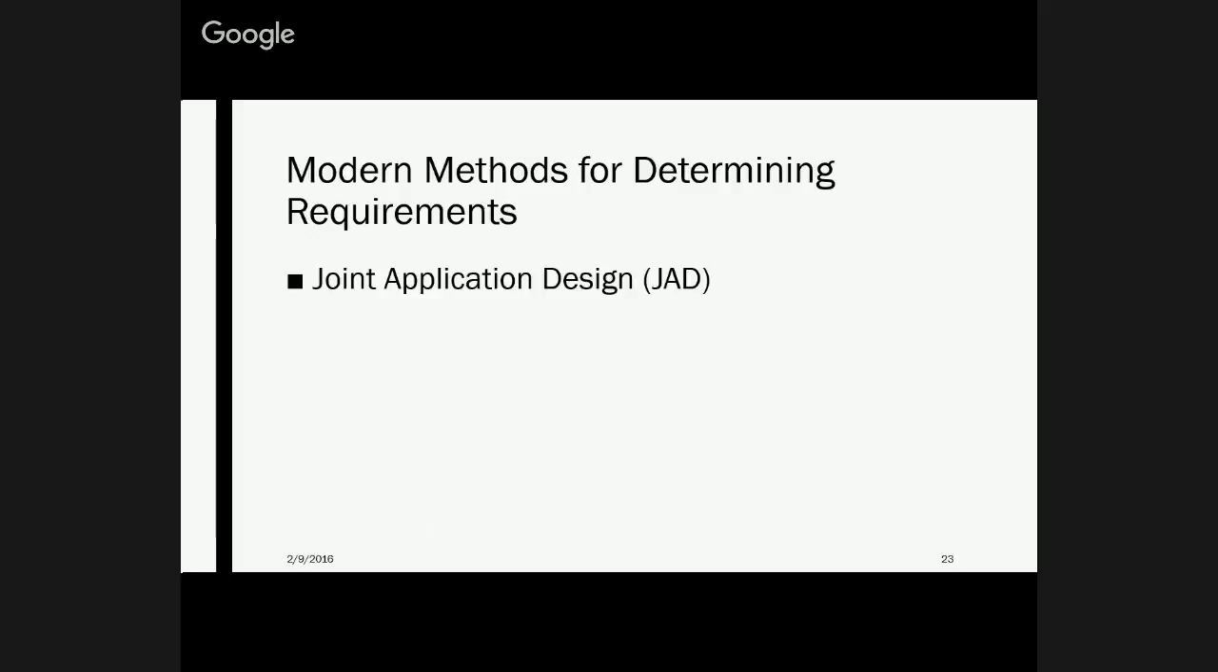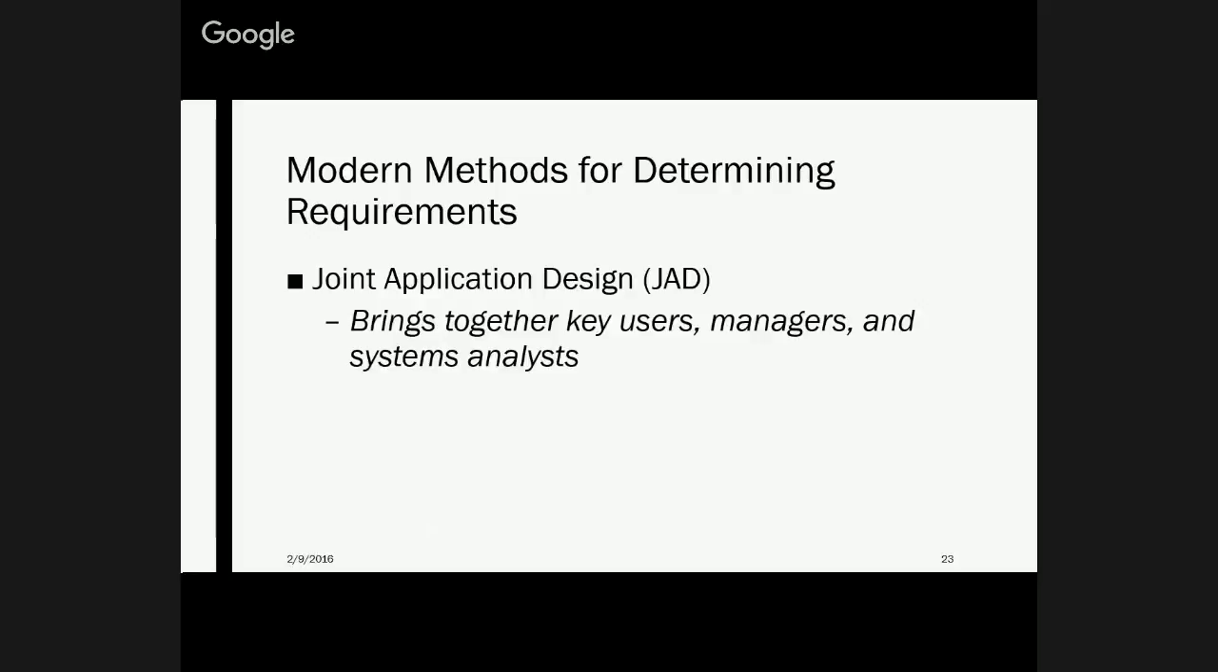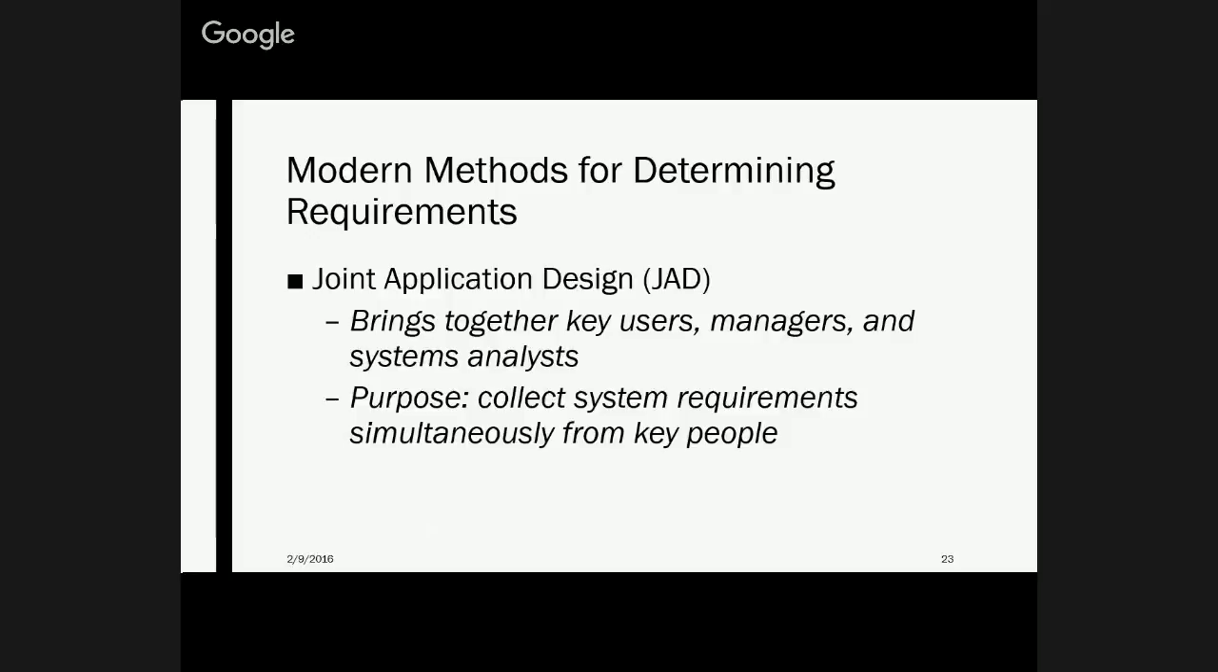The first they talk about is joint application design. So the idea is you're going to bring together the key users, the managers, and the analysts together. And you're going to collect system requirements simultaneously from key people. Rather than having these isolated interviews, it's like having a big brainstorming session. For this to be successful, though, you need employees that feel like they can say what they think without fear of their managers. There's a lot of ways this could go wrong. There's a lot of good that can come out of it if it goes right.